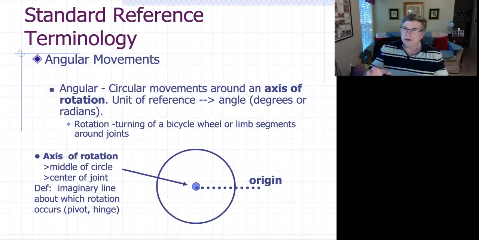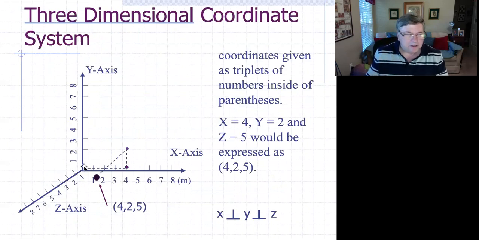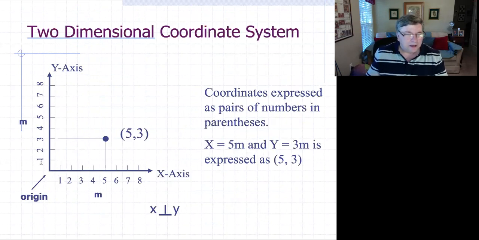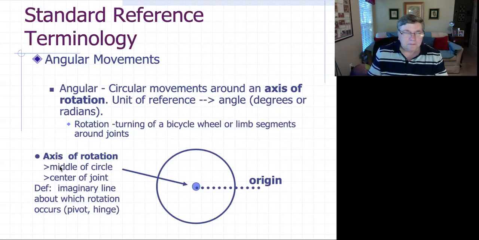And the key is the origin. If you know where the origin is, everything else gets a lot easier. So let me explain. Remember, with the Cartesian set of coordinates, the origin is right here, that intersection between the x, y, and z, or the x and y axes. For the angular reference system, the origin is a horizontal line drawn to the right of an axis of rotation or center of the circle. So that's the origin. So we use that as a reference.